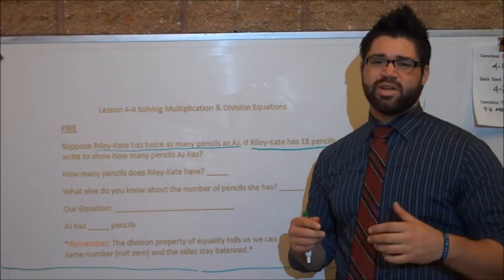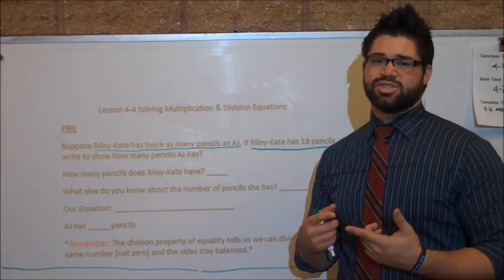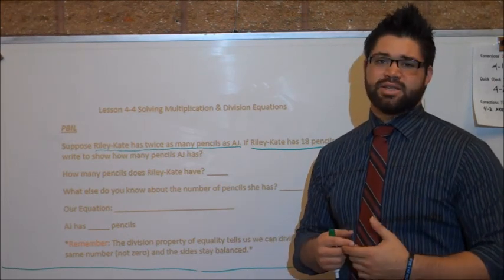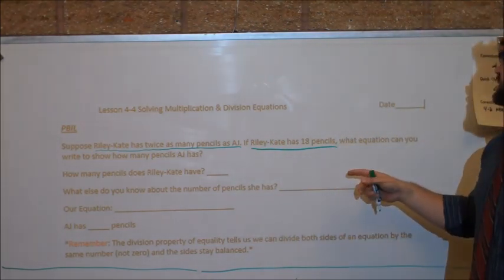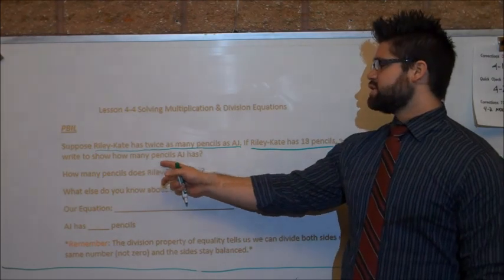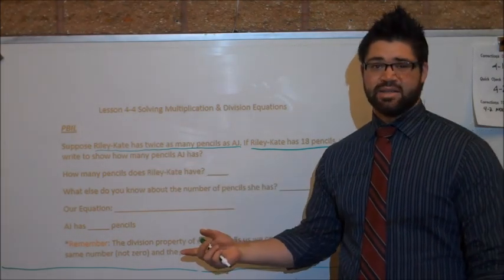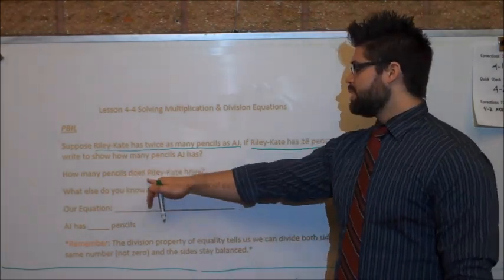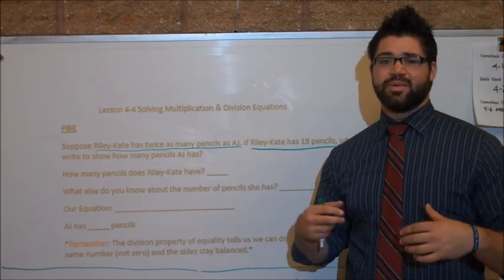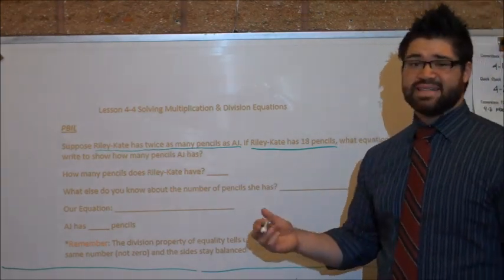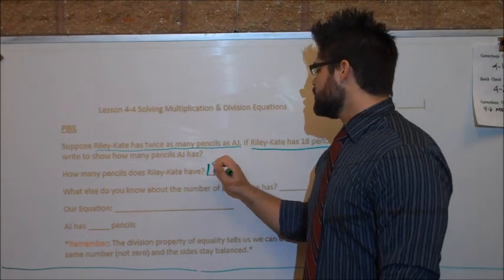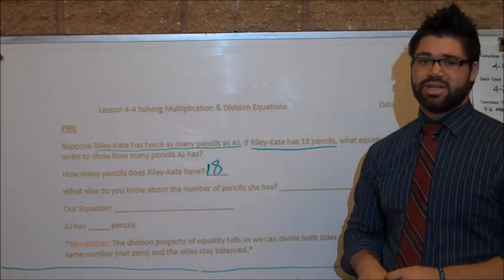So when we look at this problem, we're going to ask ourselves, what does the question tell us? And we're also going to ask ourselves, what is the question asking us overall? So overall, the question's asking us, what equation can we write to show how many pencils AJ has? So, how many pencils does Riley Kate have? That's something that we need to figure out first. Well, our problem tells us that Riley Kate has 18 pencils. So we'll fill in 18 for how many pencils she has.